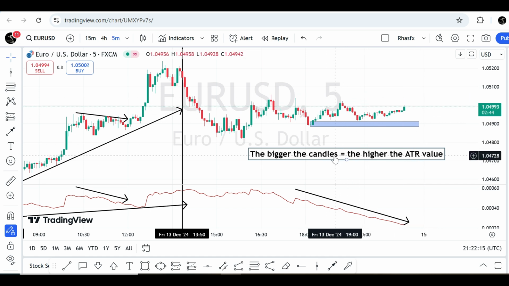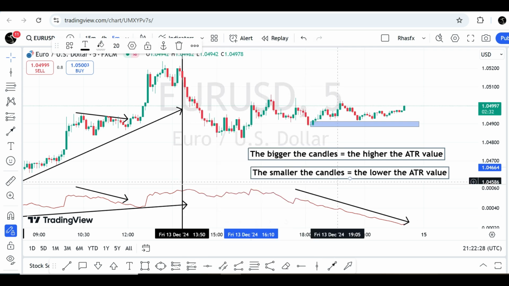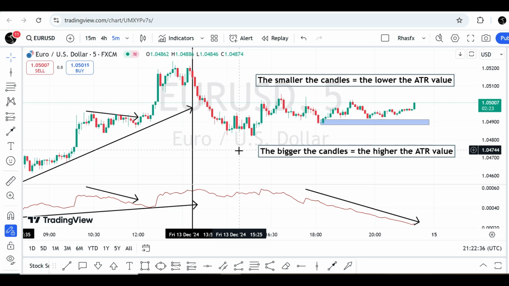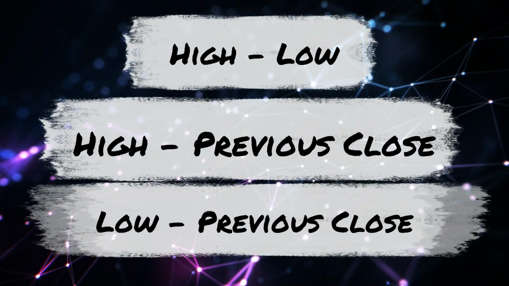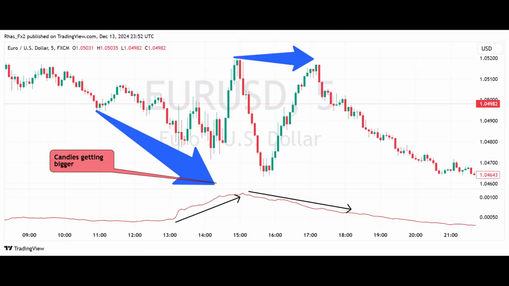To calculate the ATR, follow these steps. The first step is calculating the true range, which is the greatest of the following: the difference between the current high and low, high-low, the absolute difference between the current high and the previous close, absolute difference between the current low and the previous close. Once you have the true range values, calculate their average over a specific number of periods, typically 14. This gives you the ATR.